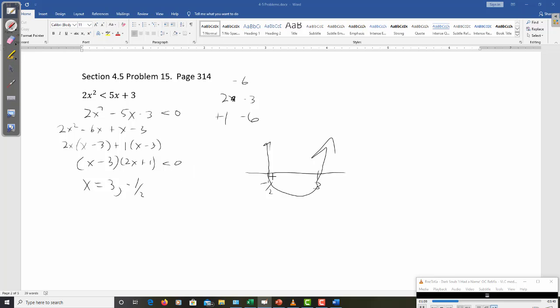we want to know where it's less than 0 though, which would be in the middle. So that would be -1/2 to 3.